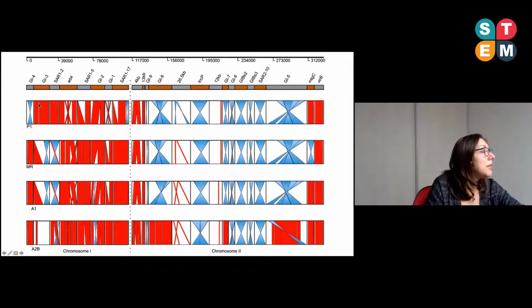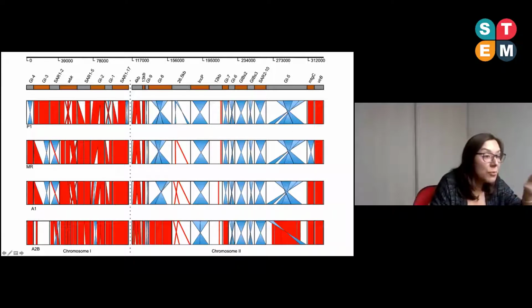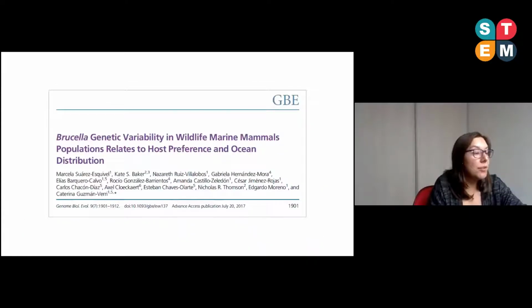For example, here we have a deletion and we have an inversion here that's very important, and in the Pacific clade that is not present in the Mediterranean or the Atlantic. These are the genomic islands concatenated. And I know this is a lot of information altogether. We have this already published in this paper that's available in 2017.